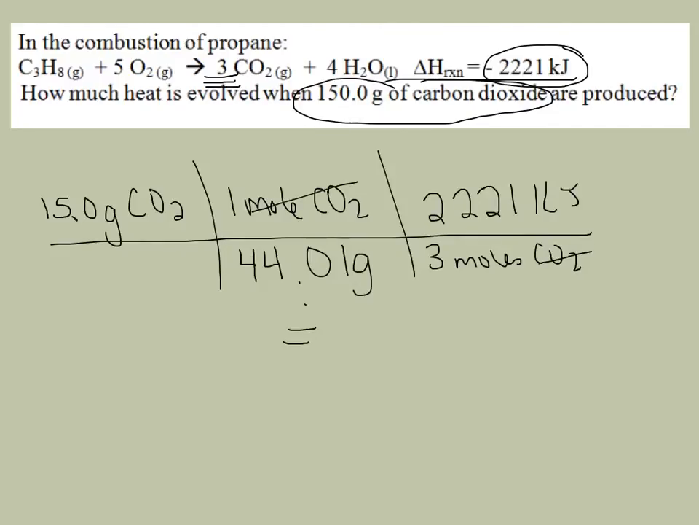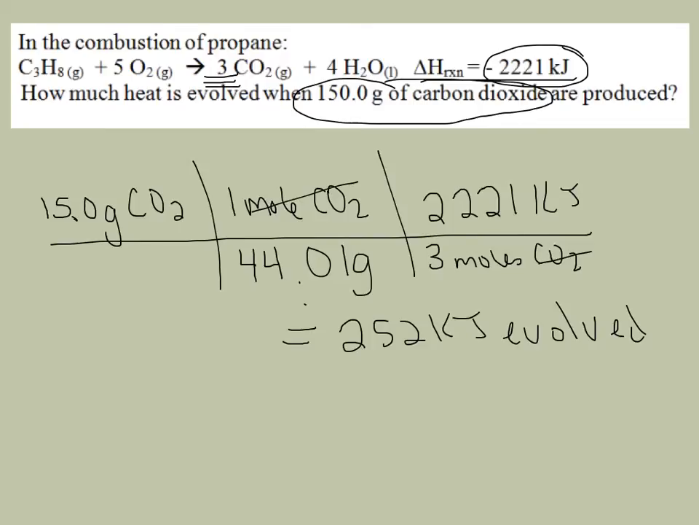So now I need to take 15, divide it by the 44.01, multiply it by 2,221, and divide it by 3. That gives me 252 kilojoules of heat evolved. Now, why not make it negative? Since it asks for the heat evolved, it's saying that it will already be negative, so there's no need to put a negative sign onto the number because there's 252 kilojoules evolved.